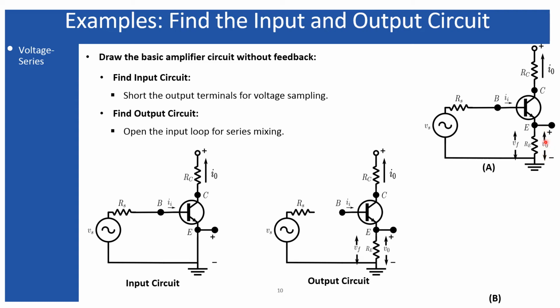So shorting this output terminal means this Re gets shorted, and by placing a short circuit across this Re, if you see around the input loop, you can find that Rs only is appearing within the input loop. So this will be the input circuit where this Re is absent. In order to find the output circuit, we have to follow this rule: open the input loop for series mixing. Since it is a series mixing, we have to open the input loop.